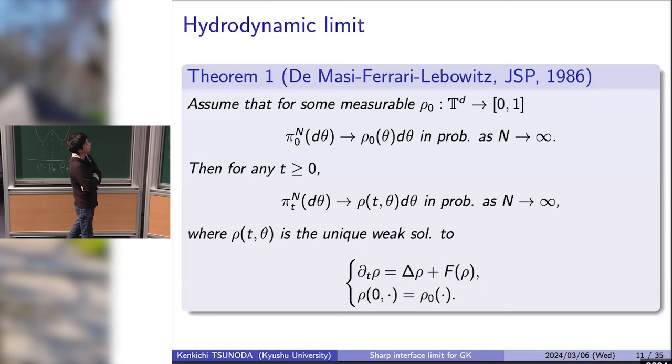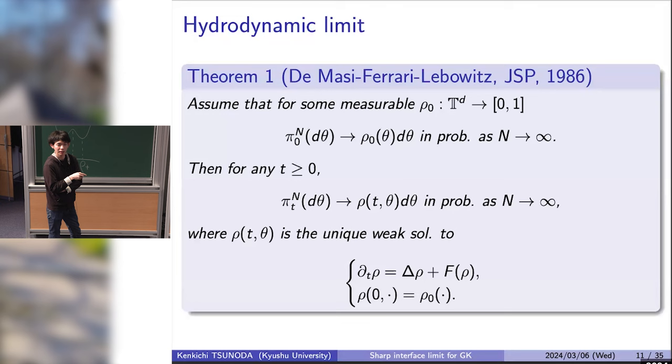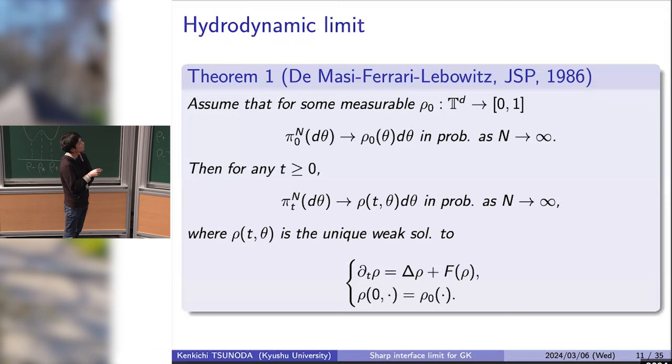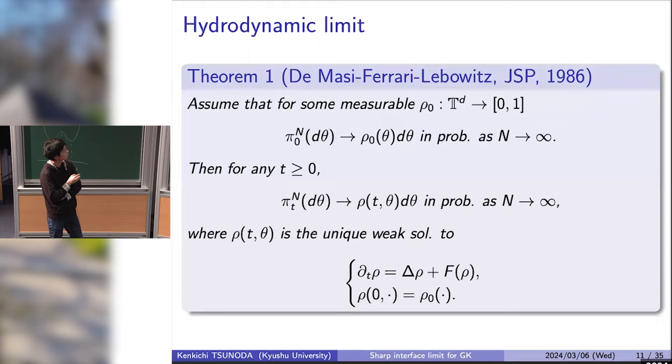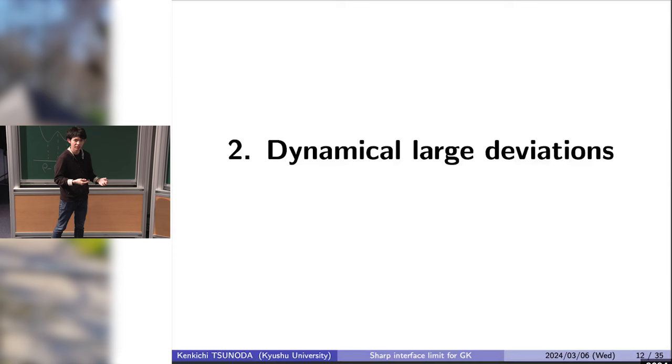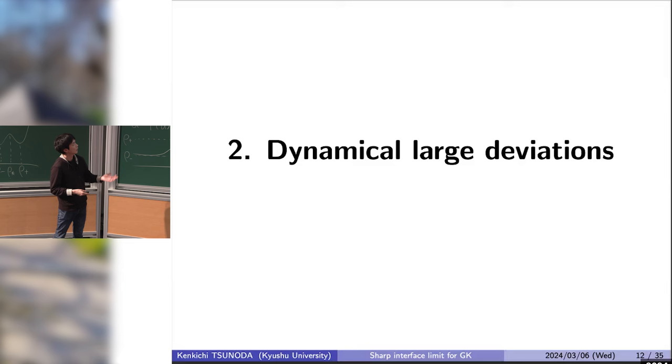Usually this type of result is called a hydrodynamic limit. The limit is not random, so it is deterministic. This result is usually regarded as a law of large numbers for the empirical density. If we establish the law of large numbers, then it is natural to ask what the corresponding large deviations are. I think it was first studied by Kipnis, Olla and Varadhan. Let me explain the large deviation result related to this law of large numbers in the following slides.